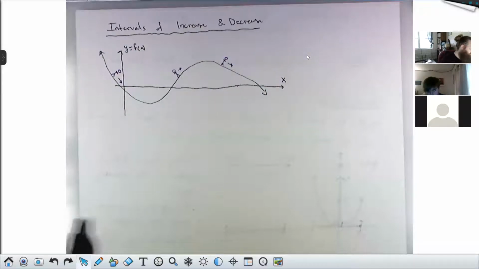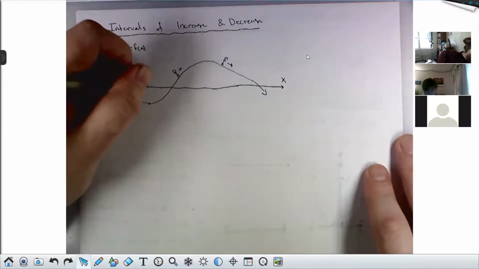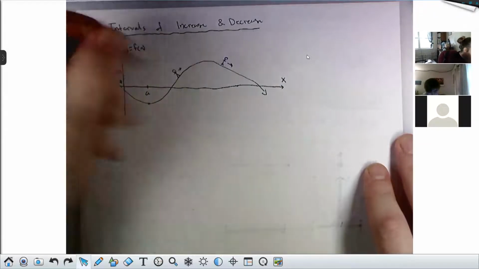So we can chop our input space up into a few different regions. I'll call this A.